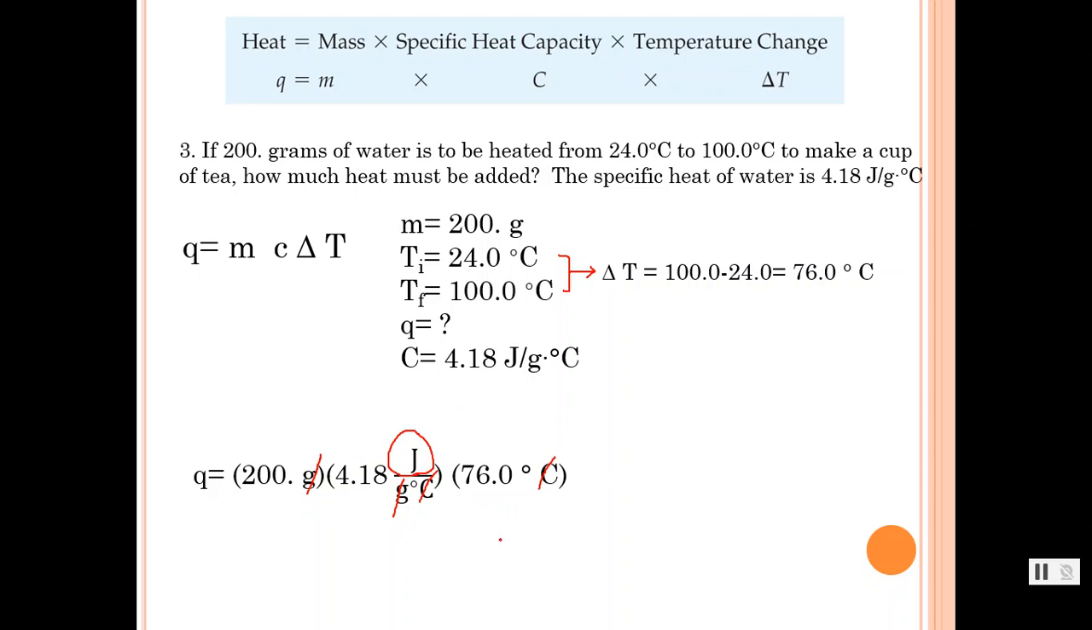To 3 significant figures, the answer that you should get is 6.35 times 10 to the 4th. If you wanted to write it not in scientific notation, that would be fine as well. It would be 63500 with regards to sig figs.